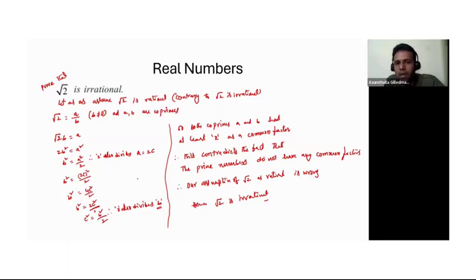That means a and b both are divisible by 2. What are a and b? a and b are co-primes. So how can co-prime numbers be divisible by 2? That is wrong. So why is this wrong? Because our assumption itself was wrong. So root 2 is a rational number is what we assumed. So that is wrong. So hence we can say that our assumption was wrong. Root 2 is an irrational number. Okay. So that's how we need to slightly take the contrary approach and prove that.